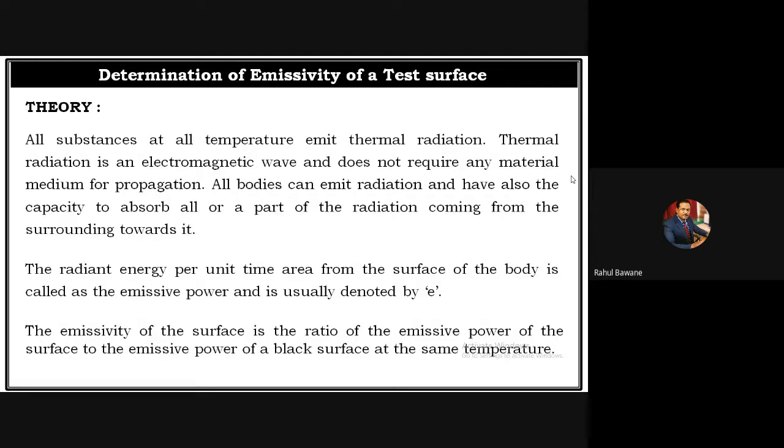For a black body, we know that emissivity is always equal to 1. Other than a black body, emissivity must be less than 1. If any body shows emissivity equal to 1, that means it is a black body. So we are going to calculate the emissivity of a test surface, a surface which is not coated with any kind of lamp black.